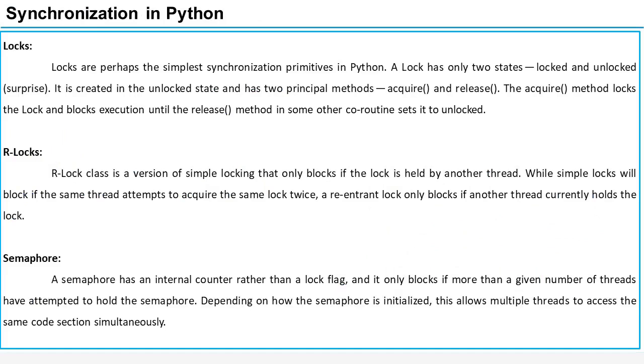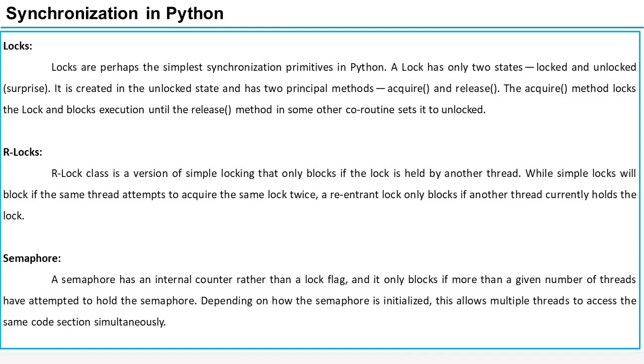Synchronization in Python. Locks. Locks are perhaps the simplest synchronization primitives in Python. A lock has only two states: locked and unlocked. It is created in the unlocked state and has two principal methods: acquire and release. The acquire method locks the lock and blocks execution until the release method in some other coroutine sets it to be unlocked.